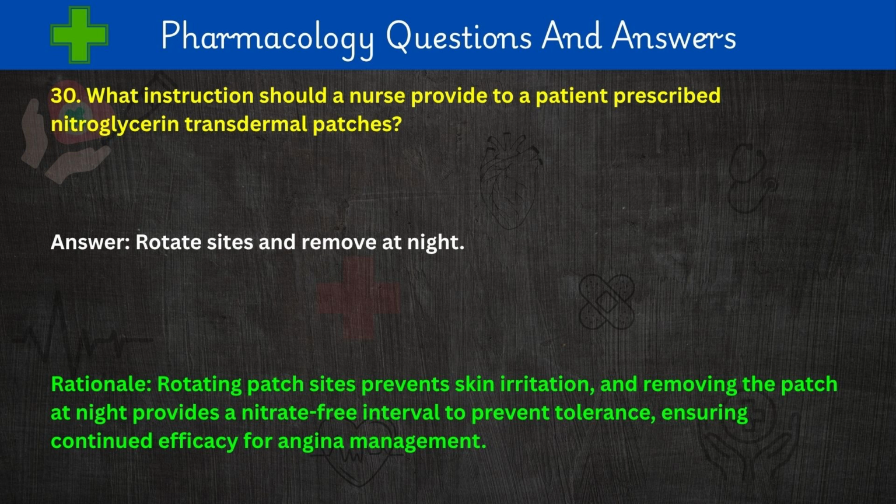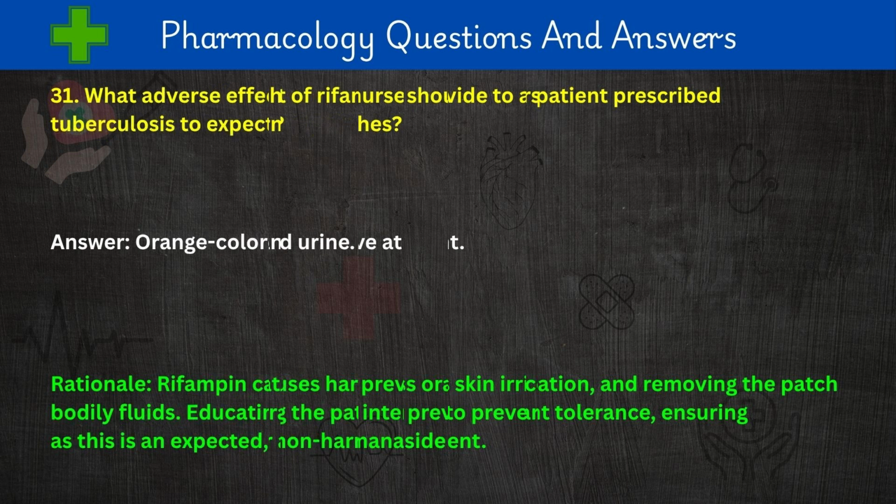30. What instructions should a nurse provide to a patient prescribed nitroglycerin transdermal patches? Answer: rotate sites and remove at night. Rationale: rotating patch sites prevents skin irritation, and removing the patch at night provides a nitrate-free interval to prevent tolerance, ensuring continued efficacy for angina management.